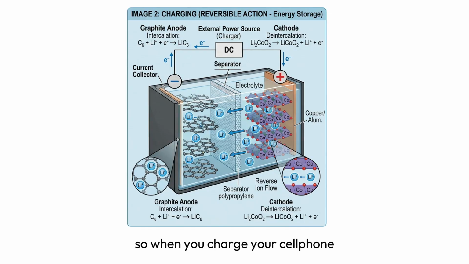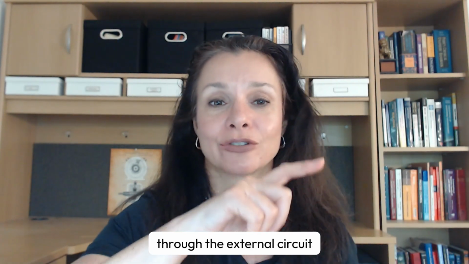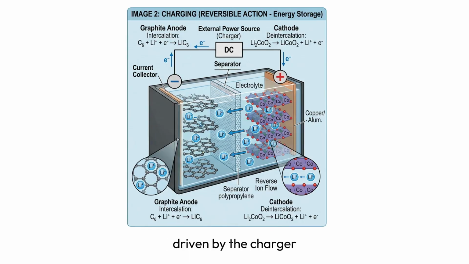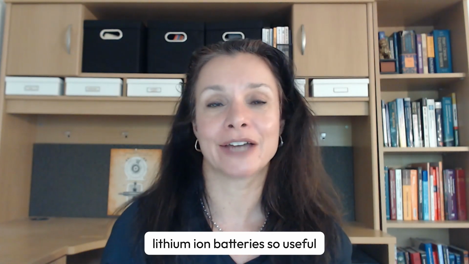So when you charge your cell phone, when you plug it in, the external voltage actually reverses the process, and lithium ions are driven back from the cathode through the electrolyte to the anode, where they're stored in that graphite crystal structure. So electrons flow back through the external circuit in the opposite direction, driven by the charger, and that reversibility, that ability to store and release lithium ions hundreds or even thousands of times, is what makes our lithium-ion batteries so useful.